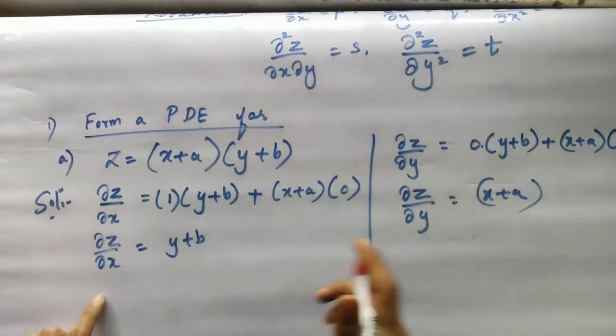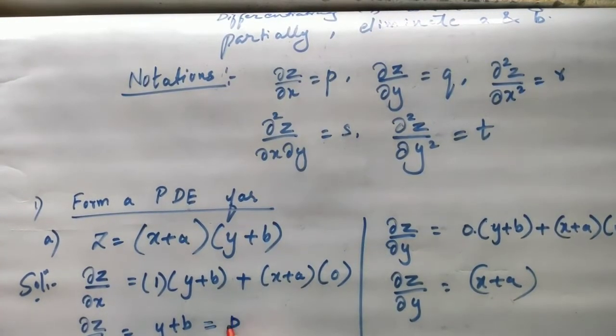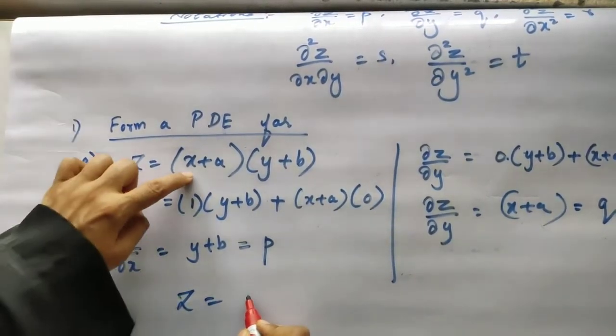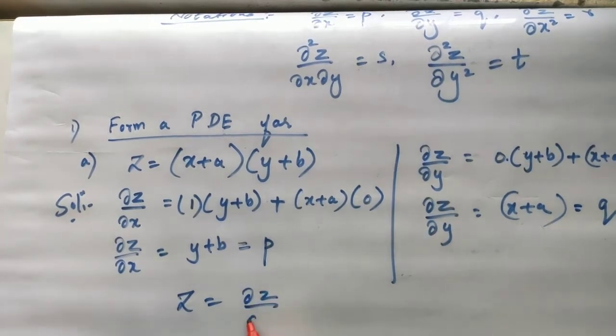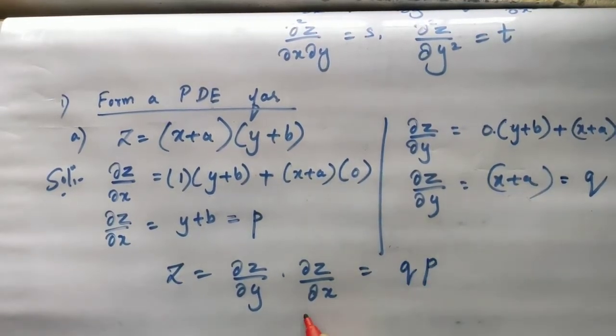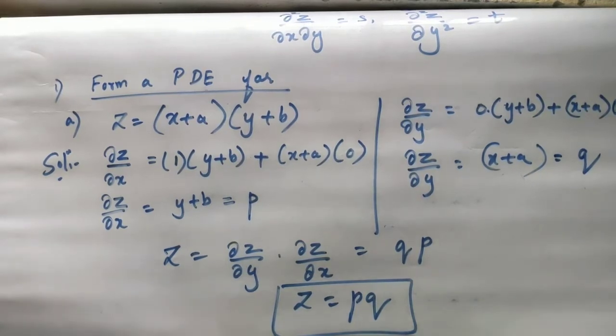In notation, we have substituted dou z by dou x as p, and this as q. So z will be equal to dou z by dou y into dou z by dou x, which is q into p, or z is equal to pq, the required PDE. Hence the solution for this problem. Let's continue with one more problem.